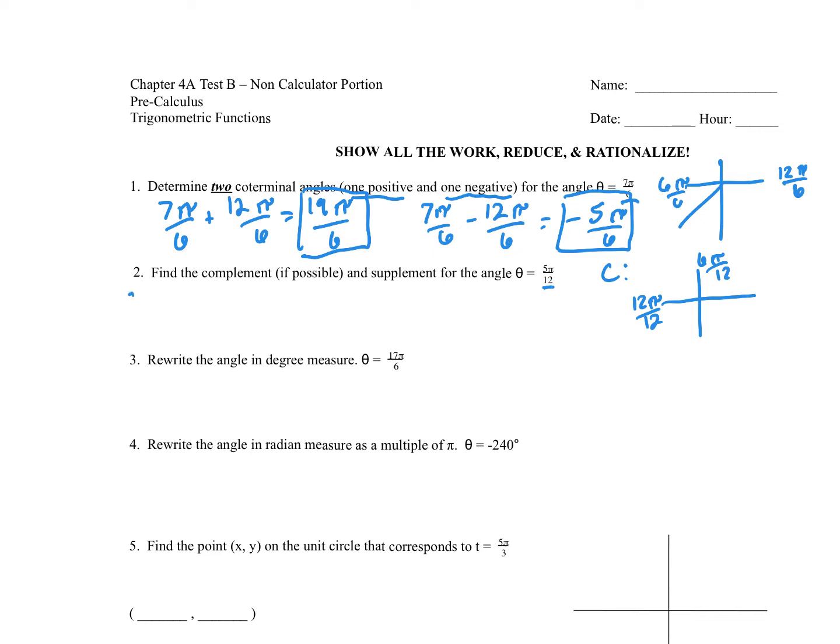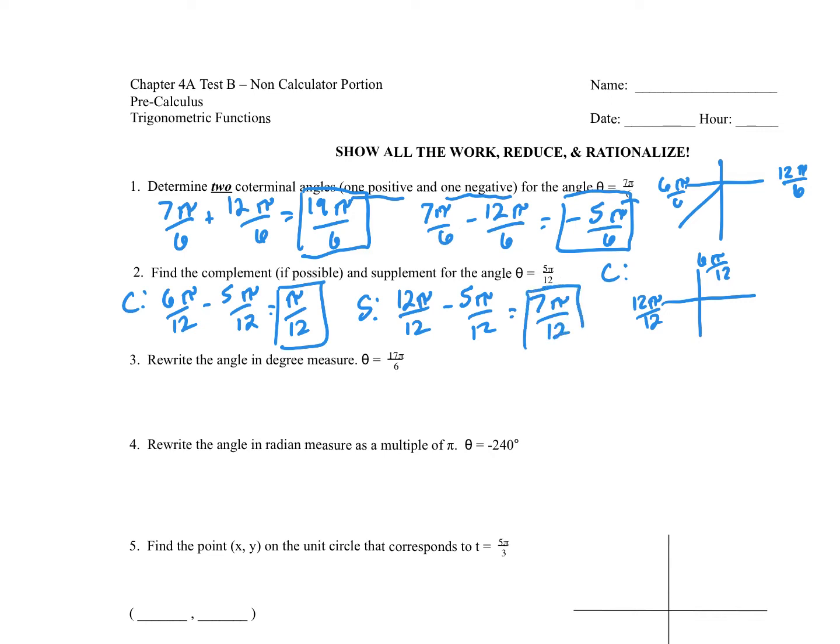So the complement then is 6 pi over 12 minus 5 pi over 12. This is just a pi over 12. The supplement is then 12 pi over 12 minus 5 pi over 12, which is 7 pi over 12. Okay. Number 3, rewrite the angle in degree measure.